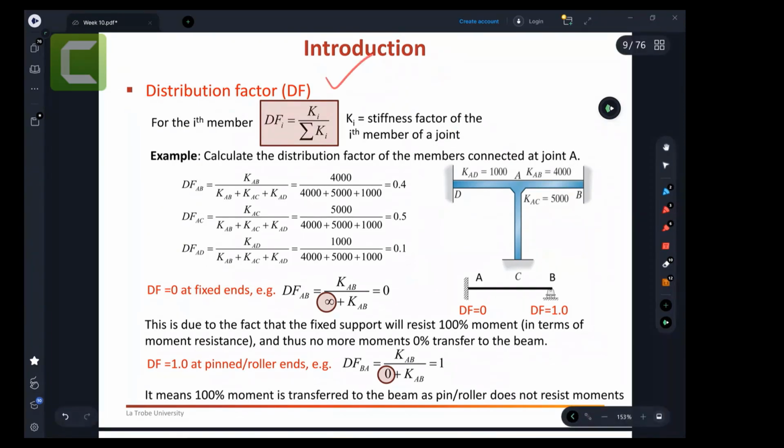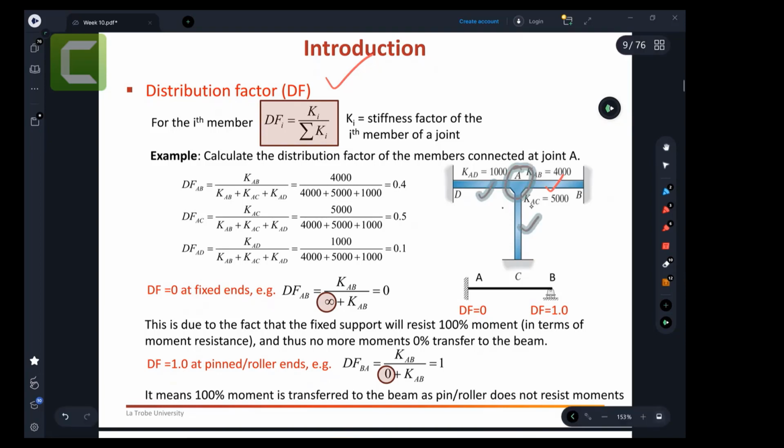Now, the next terminology I'd like to introduce is the distribution factors. Distribution factors are used for calculating how much of the moment is distributed to a particular member. Let's take one example. Let's say there is a frame with three members, member AD, member AB, and member AC, and they are all connected at joint A. Everyone okay so far? They are meeting at joint A.